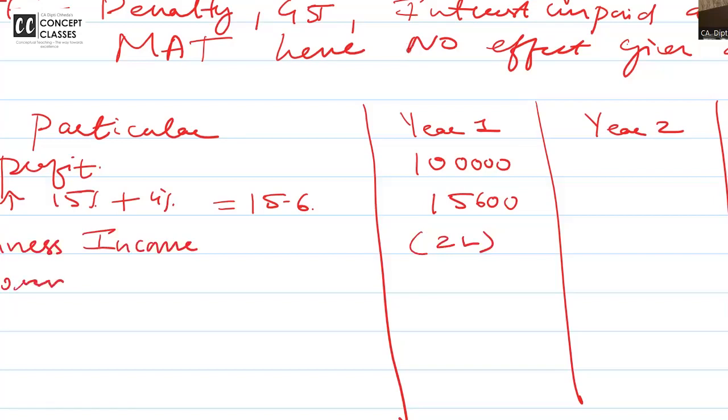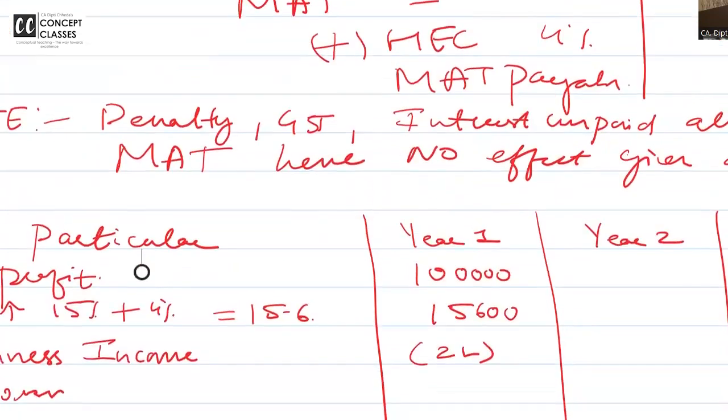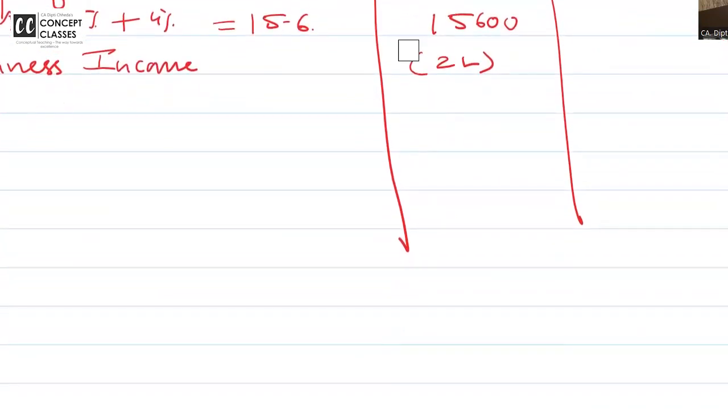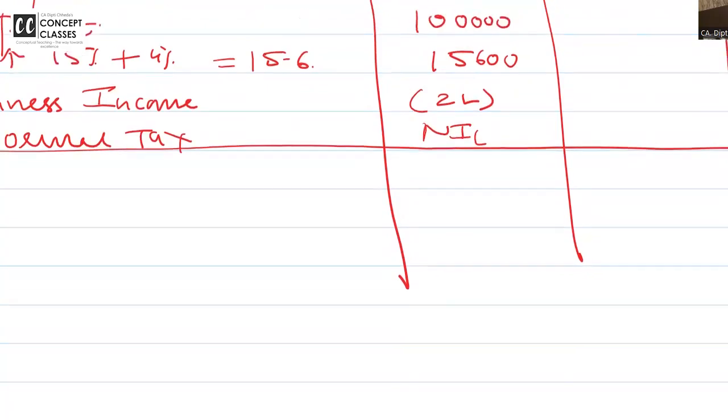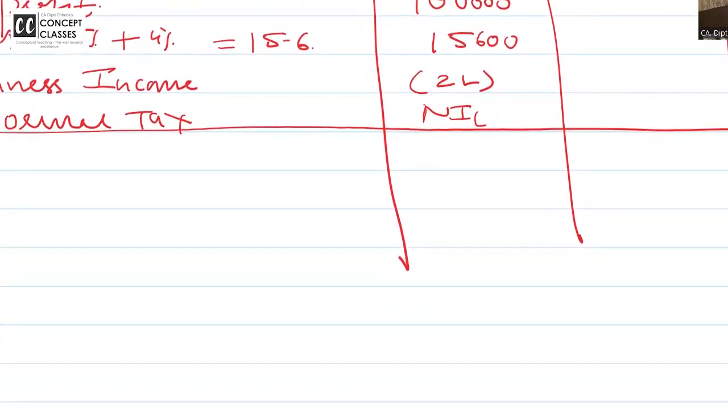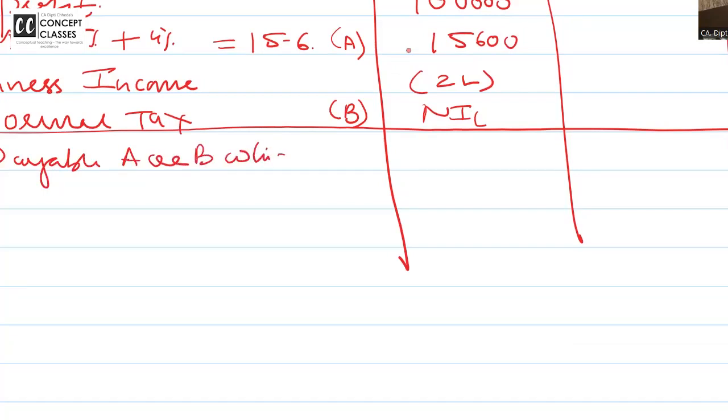What will be my normal tax? Nil. Done? Chalo. Now, what is the tax payable? I call this as A and I call this as B. Tax payable. A or B, whichever is higher, your regular tax or MAT. So here it is 15.6.